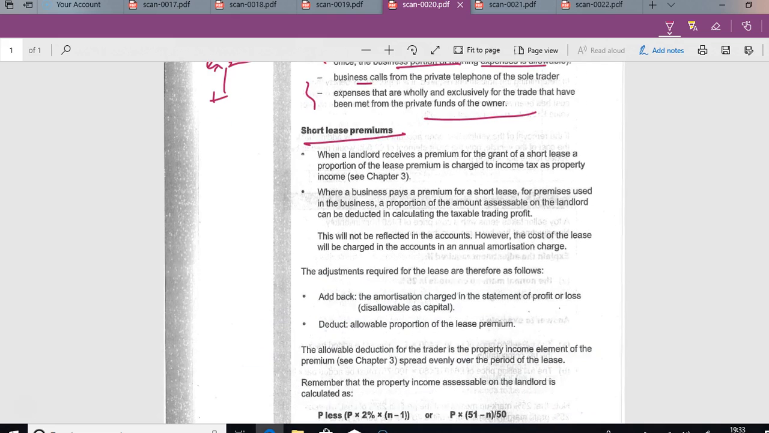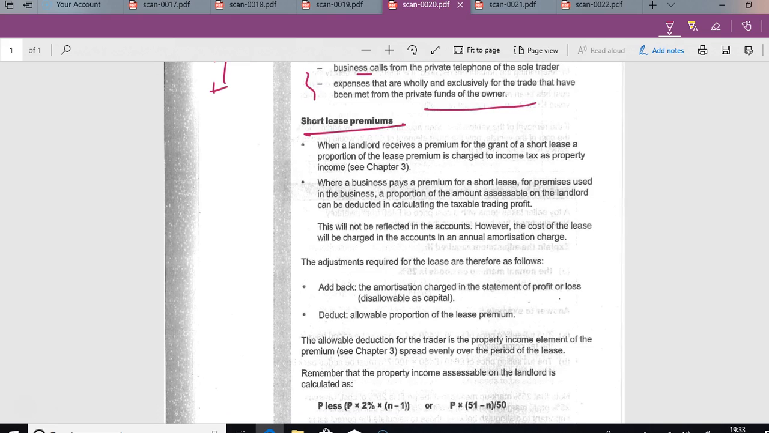So first of all, with leases, the amortizing of that lease is totally irrelevant. We add back all depreciation or amortization, add everything back. But you can deduct the allowable proportion of the lease premium. We've discussed this, but we'll see an example that discusses it again.